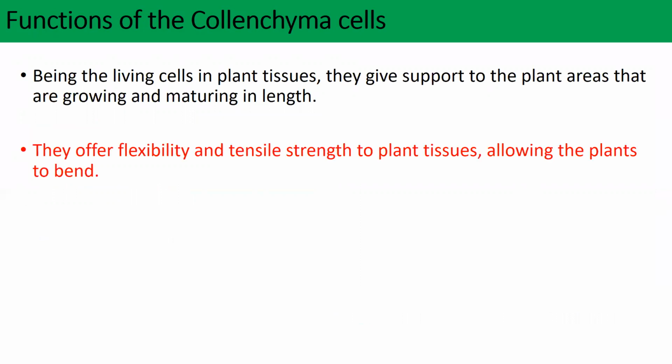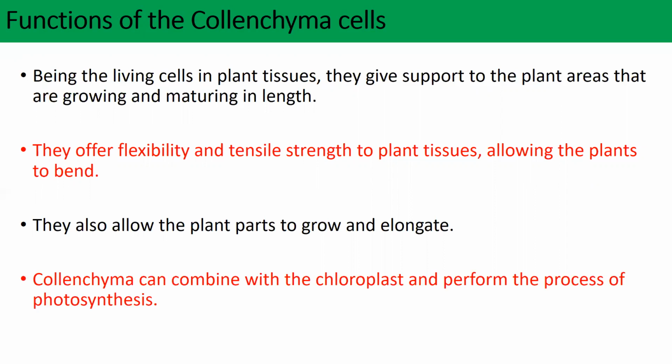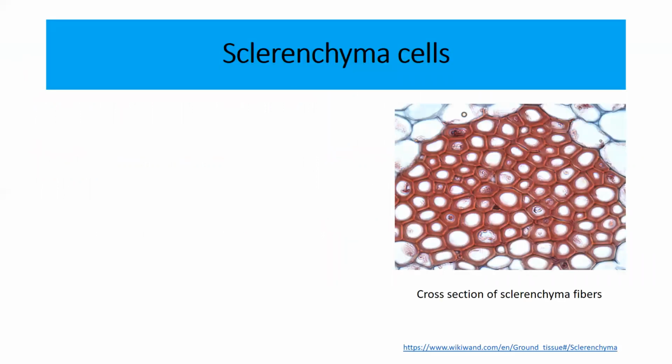These cells offer flexibility and tensile strength to plant tissues, which allows the plants to bend. They are also involved in growth and elongation of different parts of the plant. Collenchyma can combine with chloroplast and perform the process of photosynthesis. Next is sclerenchyma cells.